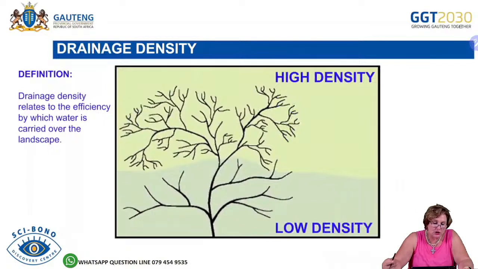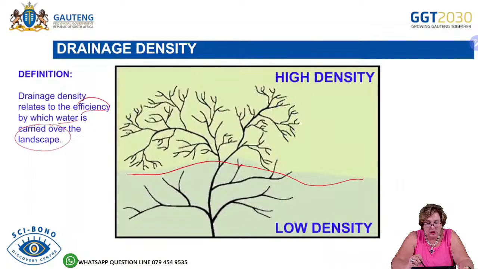It relates to the efficiency by which water is carried over the landscape. You can see there's a separation between the two. At high density, I can see more streams.